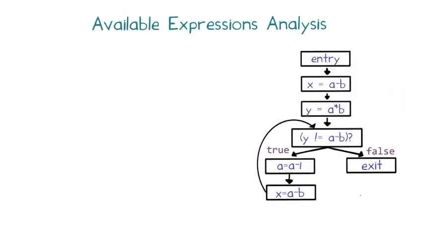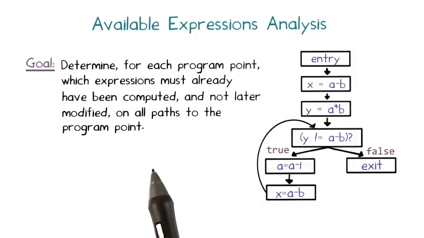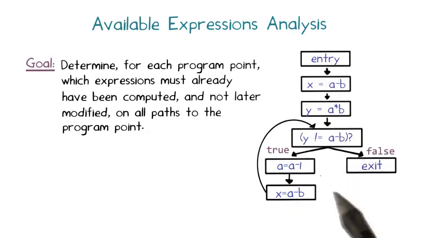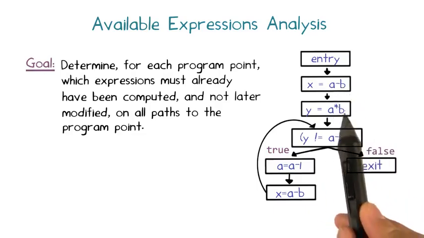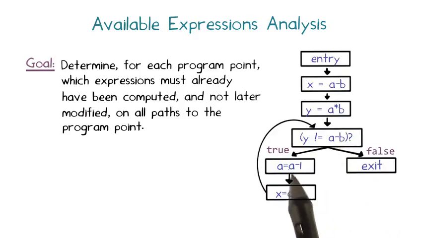Next, let's move on to the third of our 4 classical data flow analyses, called available expressions analysis. The goal of this analysis is to determine for each program point which expressions have already been computed and not later modified on all paths to the point. Let us look at the following example program. There are 3 expressions of interest in this program: a minus b, a times b, and a minus 1.